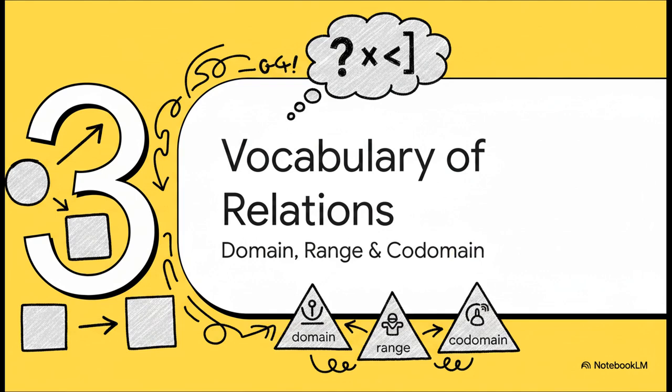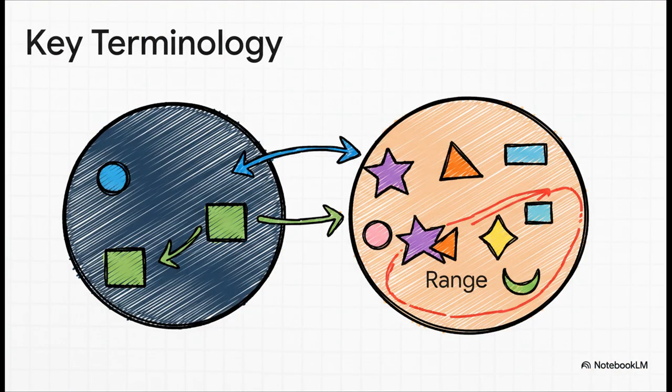All right, now that we have a solid grip on what a relation is, we need to learn the lingo. There's some specific language we use to talk about the different parts of a relation, and getting this vocabulary down is essential for really describing what's going on. So there are 3 key terms we absolutely need to know. The domain, that's our set of all starting points, our inputs. The codomain is the whole universe of possible destinations, and then there's the range, which is the specific set of destinations that we actually end up at.